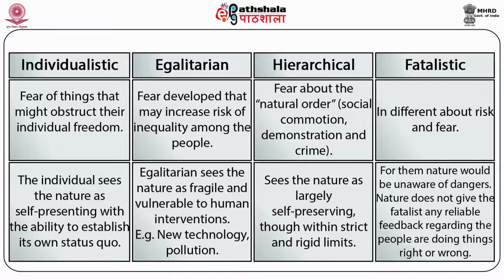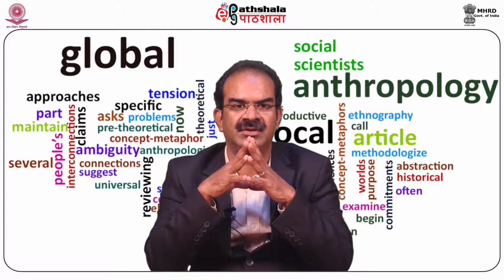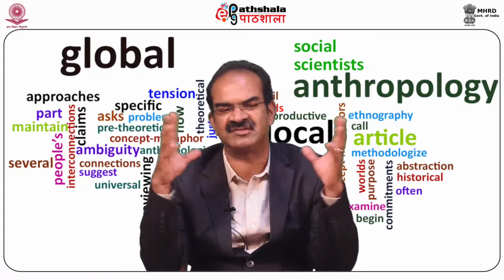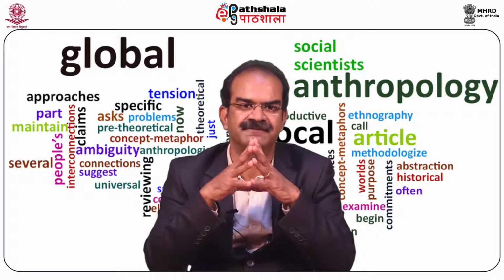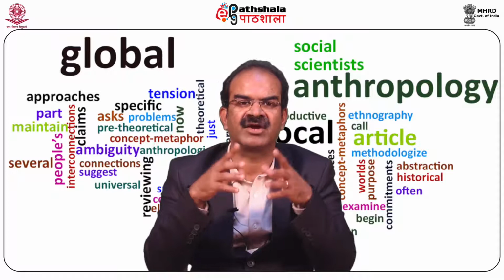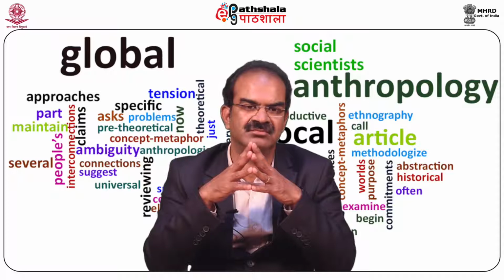Again, coming back to the egalitarian, because they see that in egalitarian, people have equal status, there is no social control and all. But nature is very fragile and it is bound for interventions. Where new technology comes up, there could be some sort of pollution, there should be some kind of changes taking place in the society.